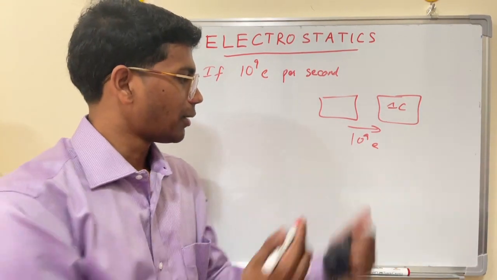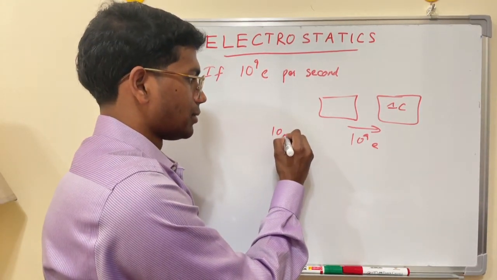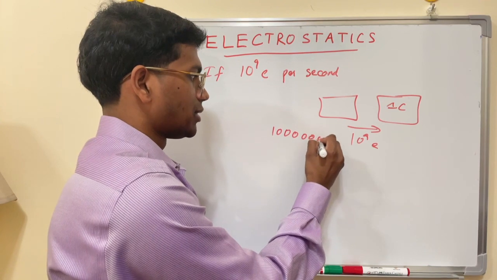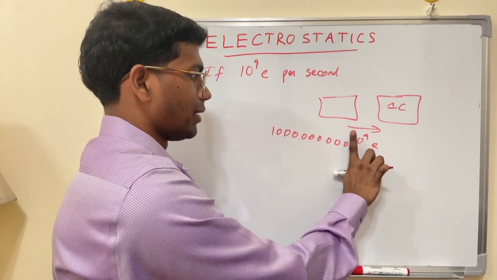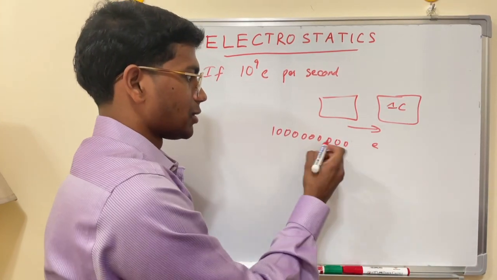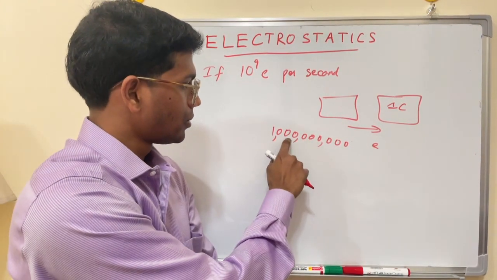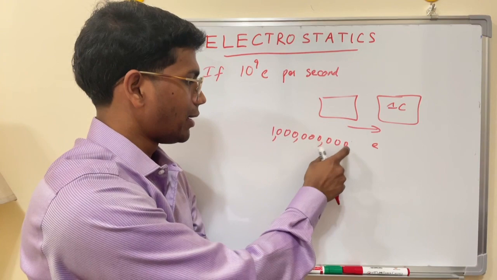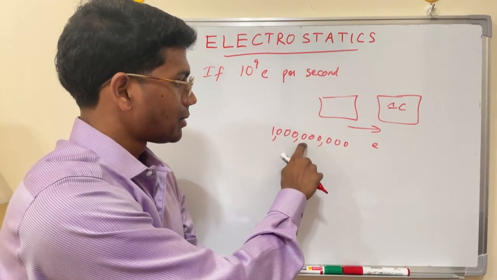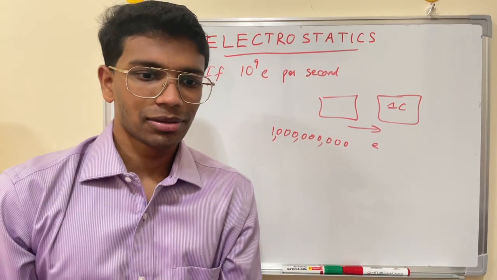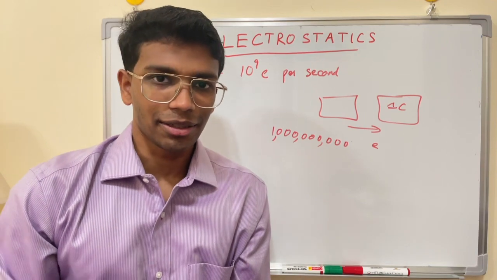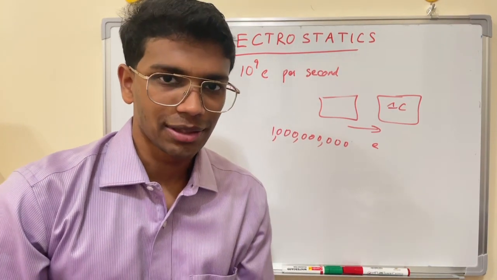So that's a pretty high value. That's actually 10, let's see, 2, 3, 4, 5, 6, 7, 8, 9. That many electrons. So yeah, is it correct? 2, 3, 4, 5, 6, 7, 8, 9. Yep. That is 1 billion electrons per second, every second, right? So it's bound to be fast.